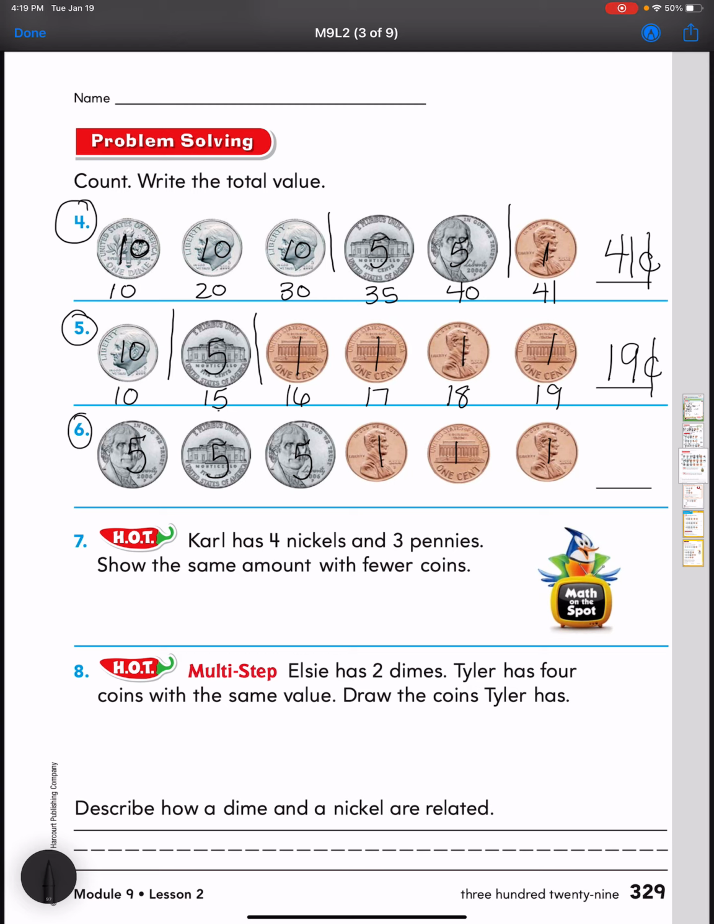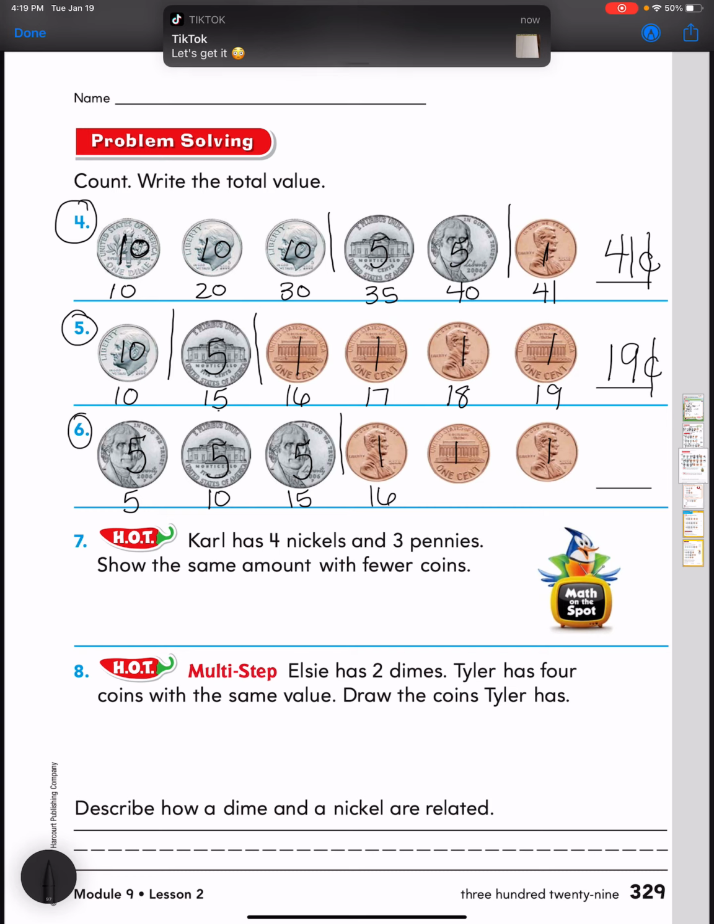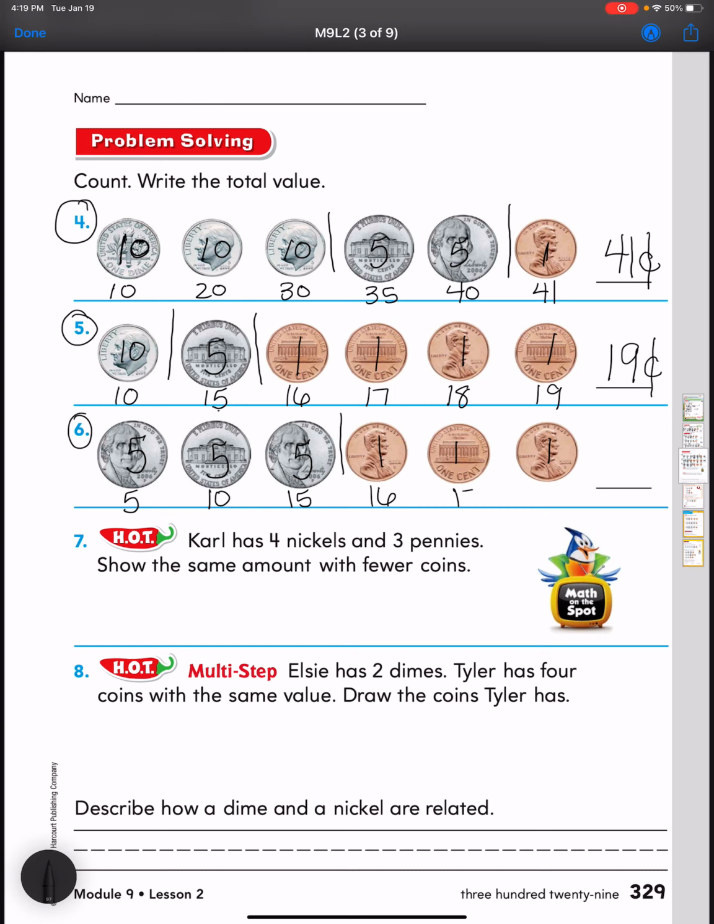So I would say, I'm going to count by fives. 5, 10, 15. Now I need to count by ones. So I had 15, 16, 17, 18. This group of coins is worth 18 cents. Don't forget your cent symbol.